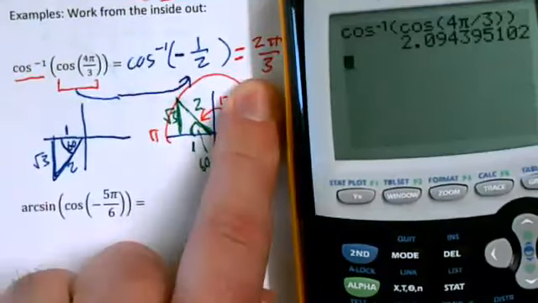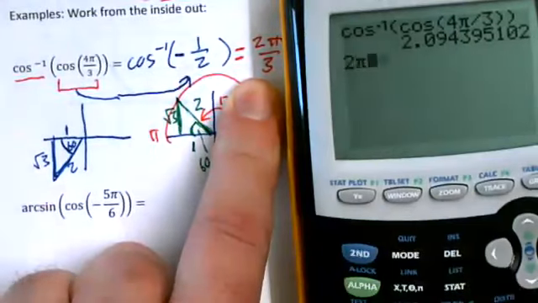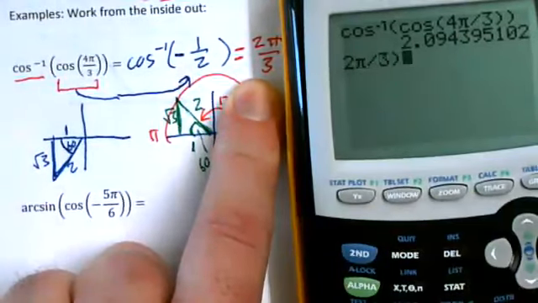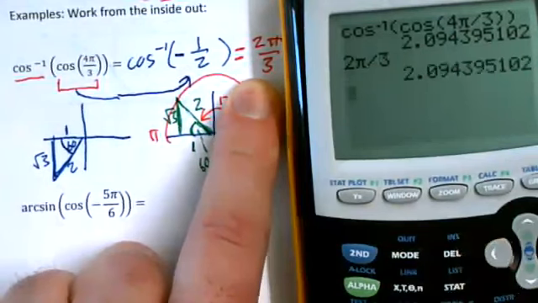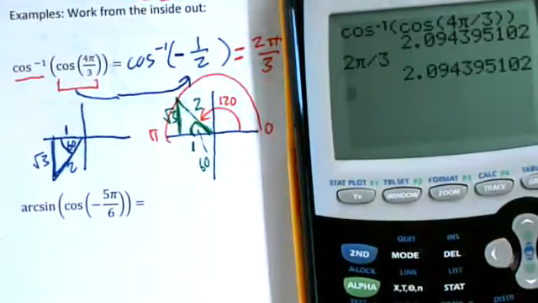All right, that's what my calculator says. I came up with 2 pi over 3. I don't know why I put that parenthesis there. Hey, nice.